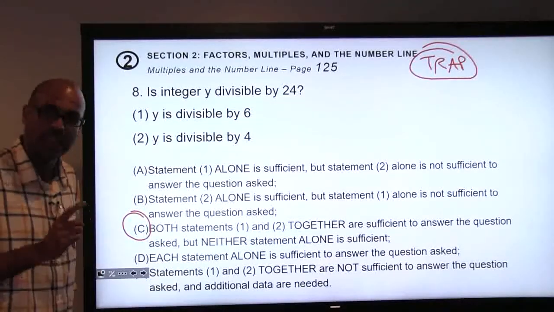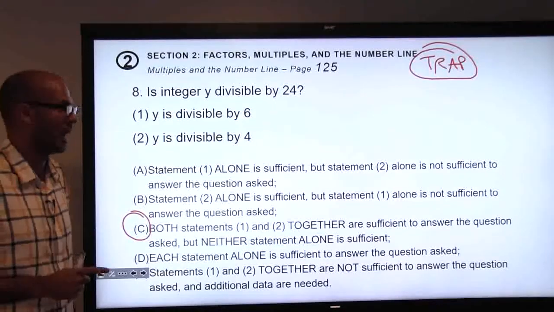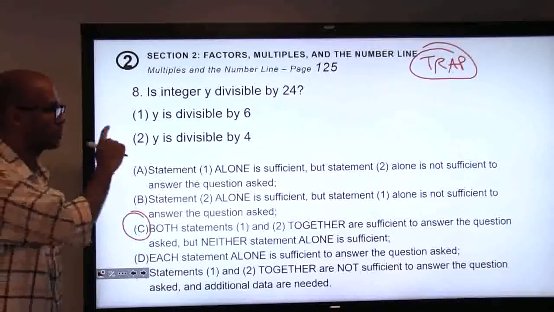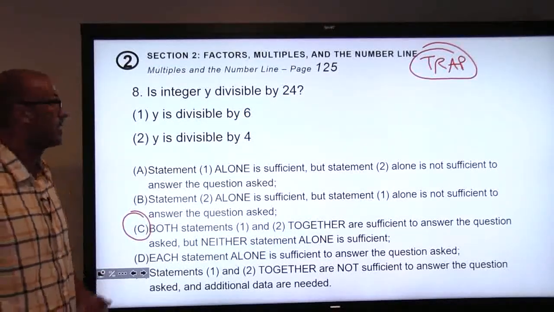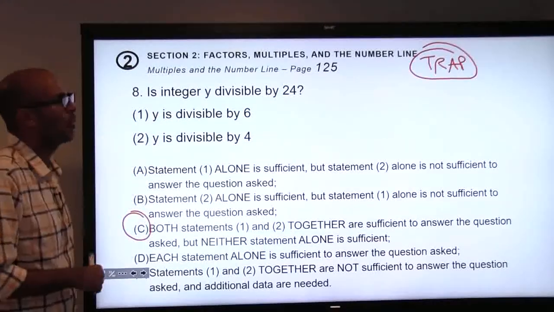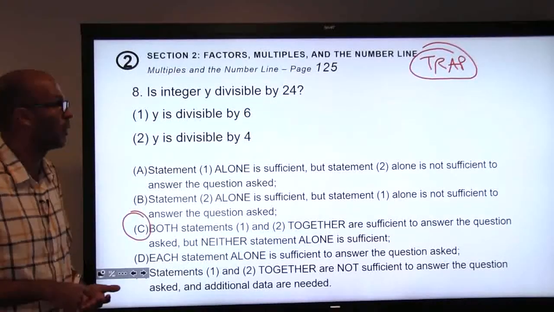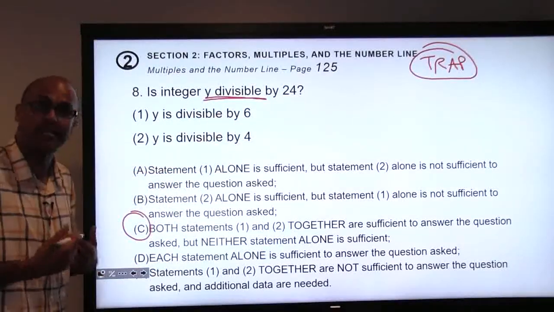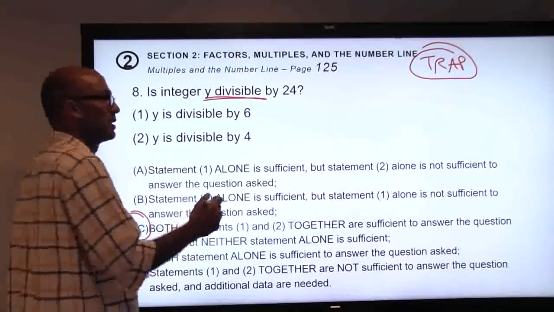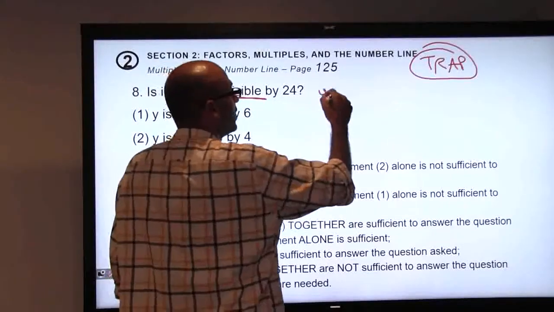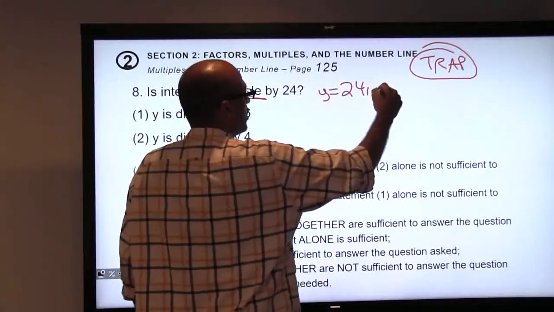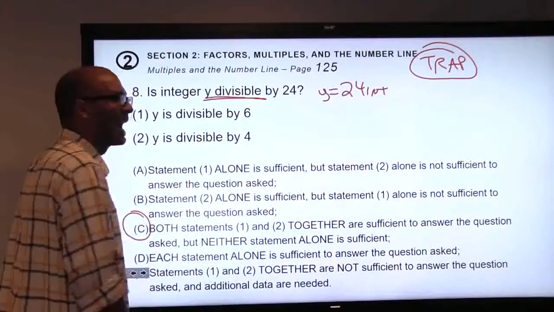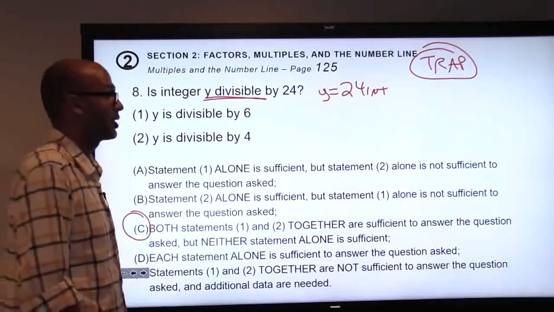And so to me, that's something you want to be thinking about. So let's start to rewind and start to break this down. Now notice what it says. It says, is integer y divisible by 24? Given that it's a divisibility question, my instinct is to translate it into a divisibility question using the concepts of multiples, so 24 times int, or 24 times an integer.